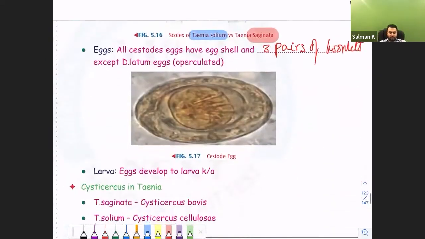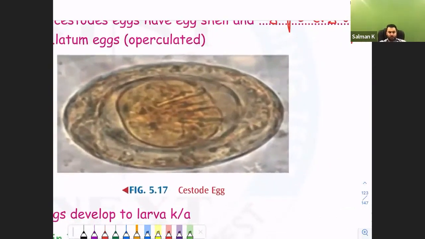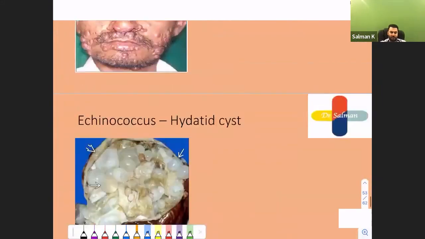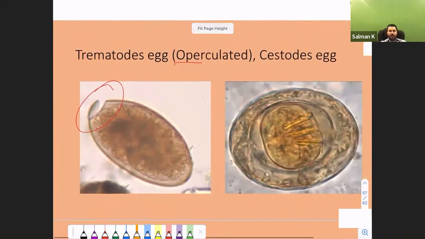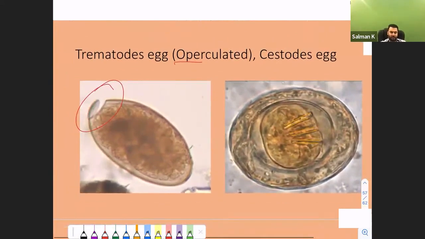Taking you back, this is the egg of a cestode. Pay attention. How to identify this? This guy has 3 pairs of hooklets like this. You can see here, this is the egg of a cestode. So how was the egg of a trematode? Trematode egg was simply having this opening called as operculum, operculated egg. And then cestode egg is this one. Quite easy to identify.